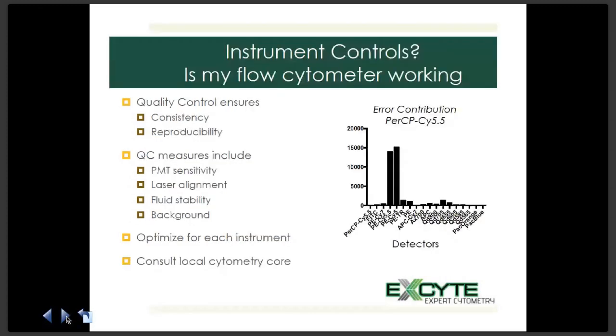So quality control ensures consistency and reproducibility, and this includes measurements of sensitivity such as PMT sensitivity, laser alignment, stability of the fluidics in the background. This can be optimized for each facility. You need to learn your instrument, how the instrument behaves, and go ahead and ask the core facilities how they are doing their QC. Feel free to ask them what the QC looks like.